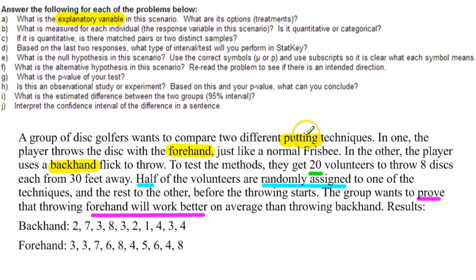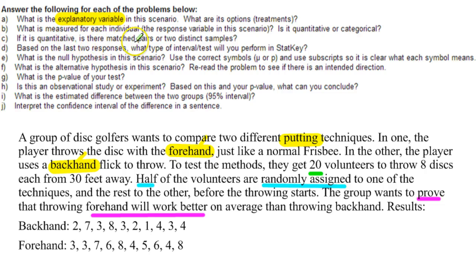Since we've been highlighting all that in yellow, I'll highlight that there. As for its treatment options, one treatment group is going to be forehand, and the other treatment group is going to be backhand. So you're either in the forehand group or the backhand group, and you're comparing two putting techniques.